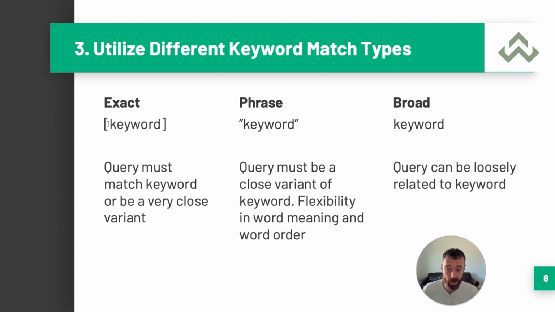Exact match, you create an exact match keyword by adding brackets around it, and the query must match your keyword exactly or a very close variant.